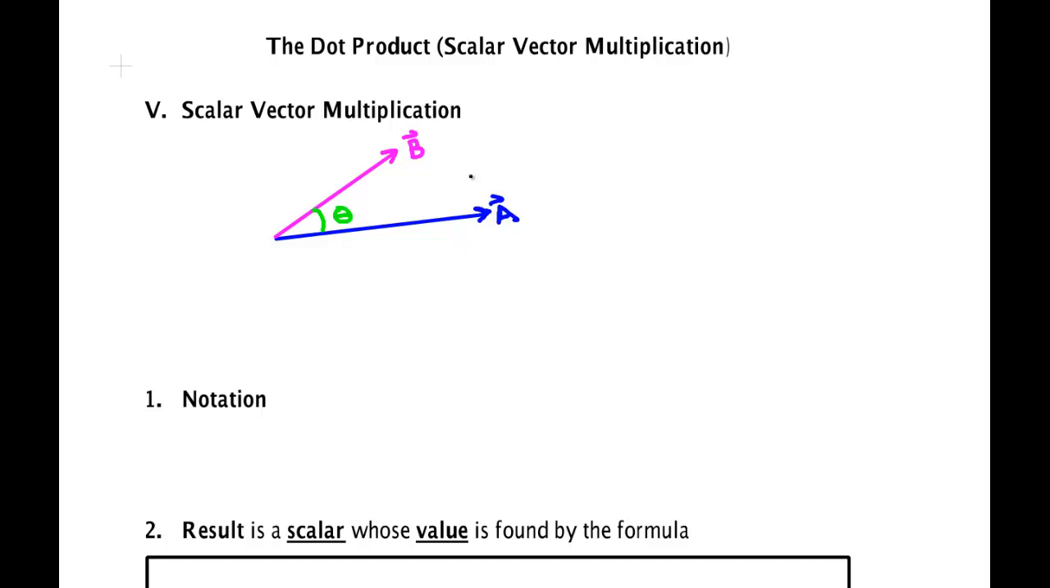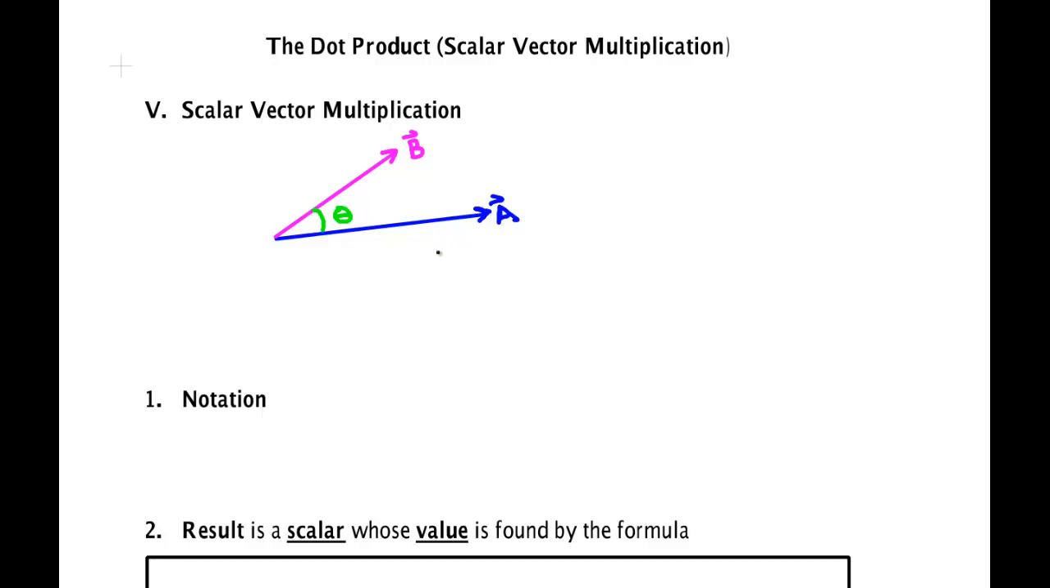Today we're discussing the scalar vector multiplication, in which 2 vectors are multiplied and you get a scalar number. Because of the way it's written in symbols, it's also called the dot product, or sometimes even the inner product. And we'll see why all that is today.